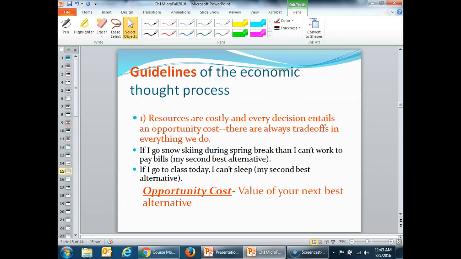Everybody's is different. So one person may choose to be listening to this lecture. What are they giving up? Time at work. Somebody else's highest valued alternative may be sleeping. Somebody else's highest valued alternative may be having fun with their kids. So basically, we're always giving up something. And we're going to define this idea of opportunity cost, and it is so key throughout this entire course. It's the value of your next best alternative.